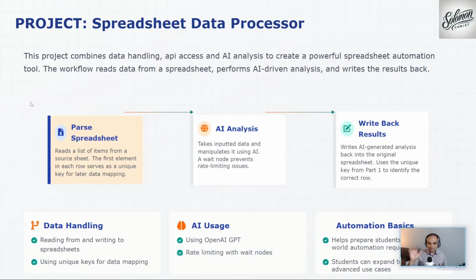It's going to perform some AI-driven analysis, and then it's going to write the results back. Specifically, to keep it simple, we're going to take a person's name and date of birth, and then we're going to find out the day of the week that they were actually born and also what their horoscope sign is. And so that is going to be the summary that we're going to write back into the actual spreadsheet. So let's start off with the first step, which is parsing the spreadsheet.